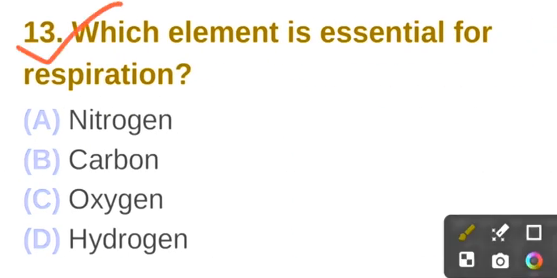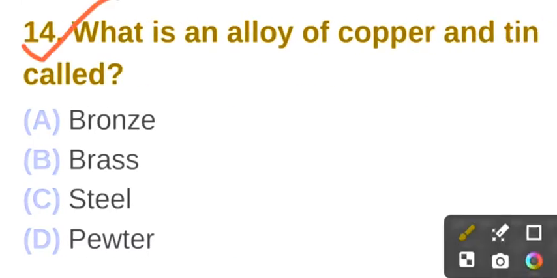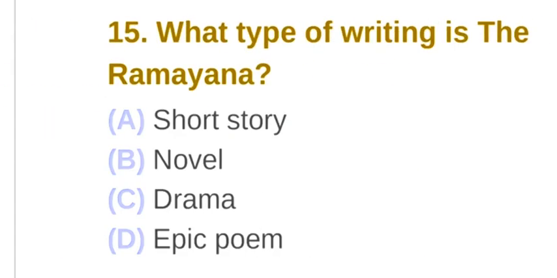Question number 13. Which element is essential for respiration? The correct answer is option C, oxygen. Question number 14. What is an alloy of copper and tin called? The correct answer is option A, bronze.